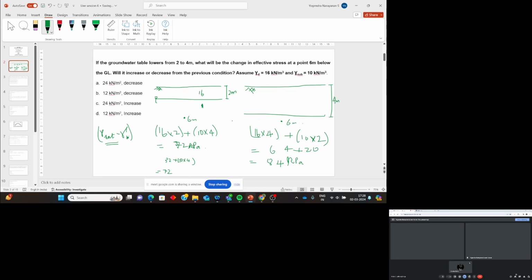So now in this case, the water table has lowered. So in this, you can assume the ideal condition that when it is lowered, that portion will become dry. So this whole portion will be 16 and this will be 2 meters. You should note that it is 6 meter below ground level. So it will be 16 into 4 plus 10 into 2, that will be 16 fours are 64 plus 20, 84.